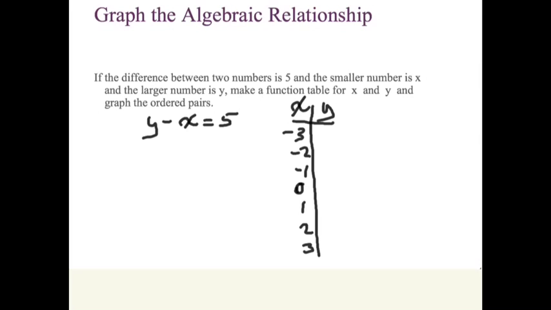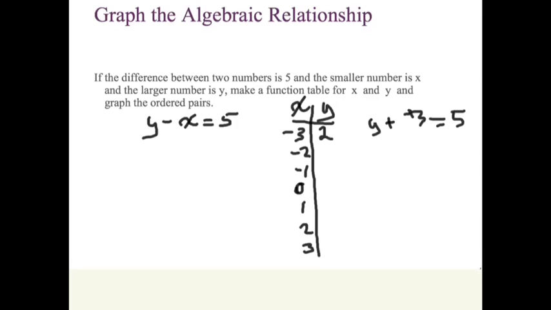I've chosen the following values for x, and then we're going to plug them into the equation and see what our corresponding y values are. For x equals -3, that will be y minus -3 is equal to 5. To solve that, we need to keep change. So we know that some number plus 3 is equal to 5, and I hope everybody knows that's 2. So 2 minus -3 is going to give me 5.